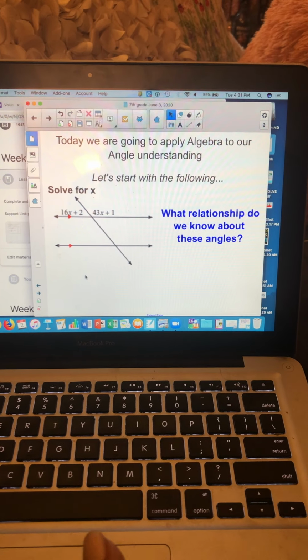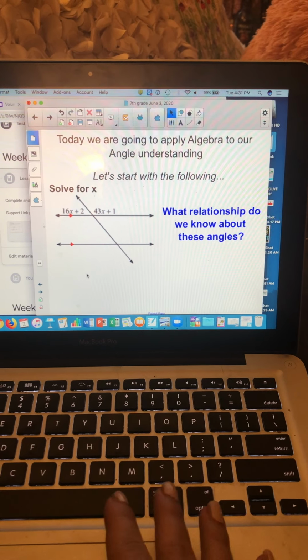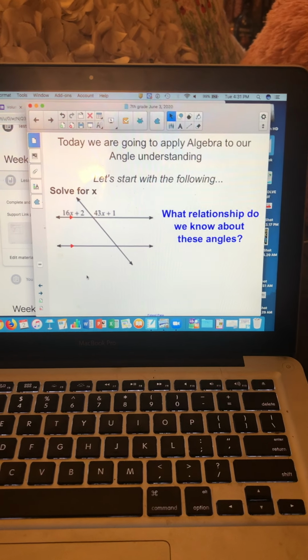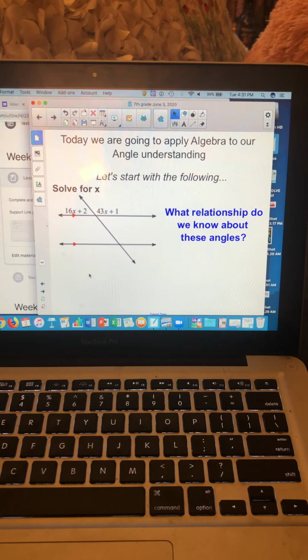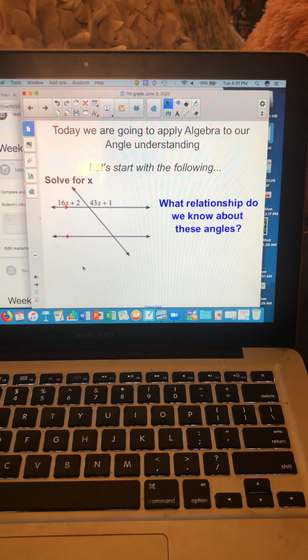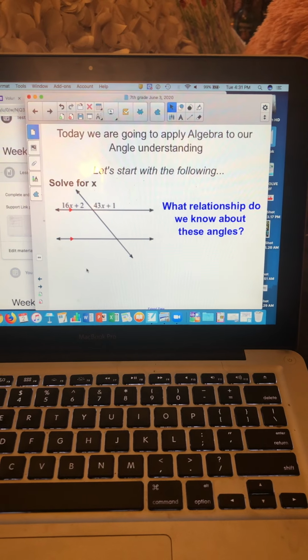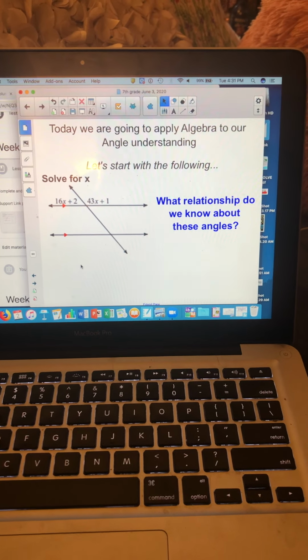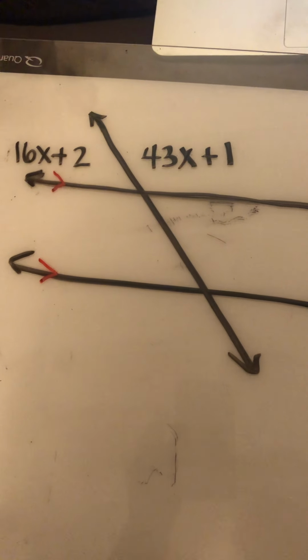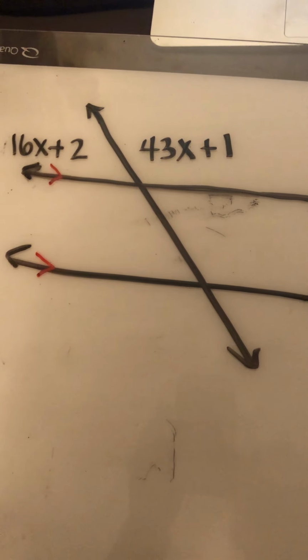Okay? So here we're going to take our understanding and apply some algebra. So the first thing they want to do, they give us our diagram. They want us to solve for x. So the only way you can solve for x is by identifying the relationship that you know about the angles in the picture. So I made the same diagram here to go over that with you.